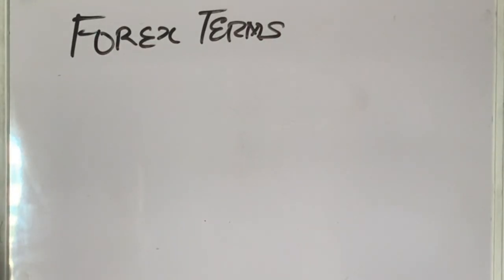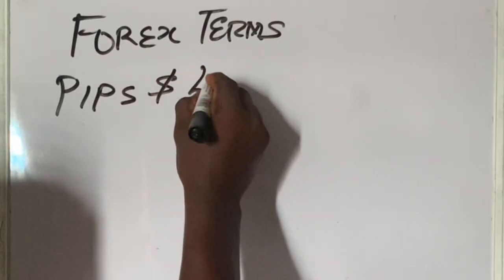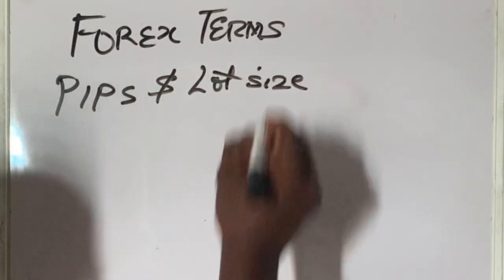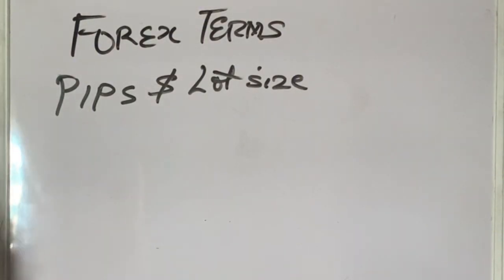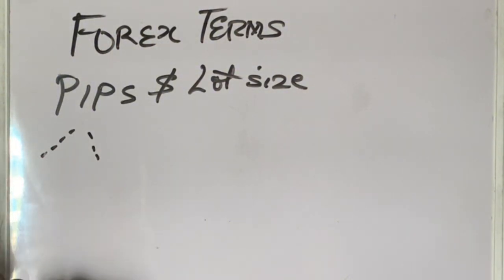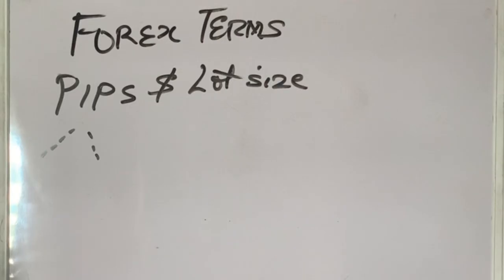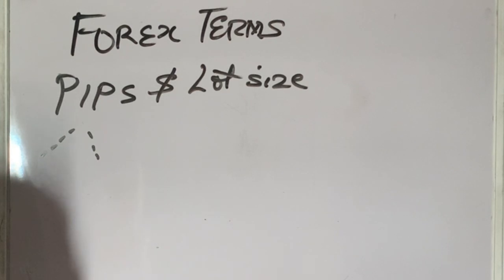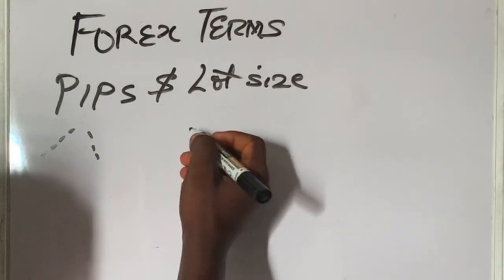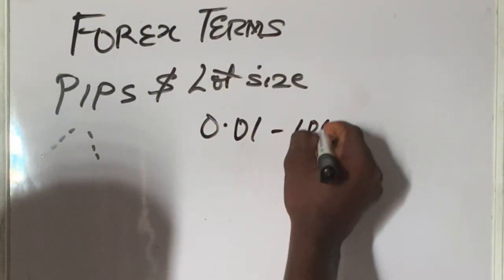So the next forex term that we have is pips and lot size. In trading, a pip is the smallest movement of price. When currencies are paired like that, they move in upticks or downticks. Their smallest movement is what is called a pip. And then lot size is the measurement of value that you are going to be using to take trades. This will determine the amount of money you are going to be losing or making on any trade that you take. In trading, we have from around 0.01 to 100 and above lot size.